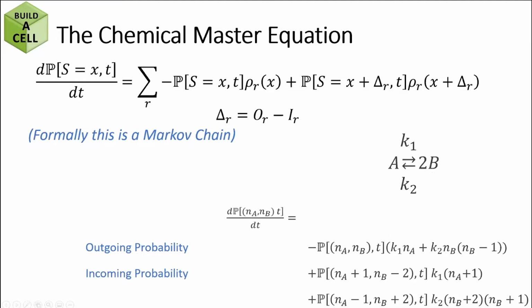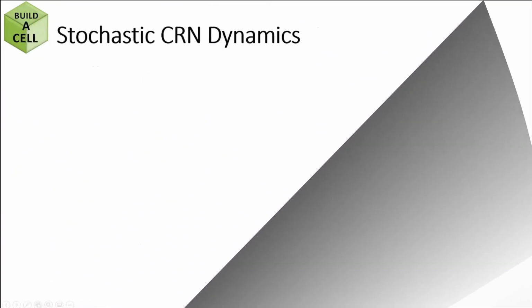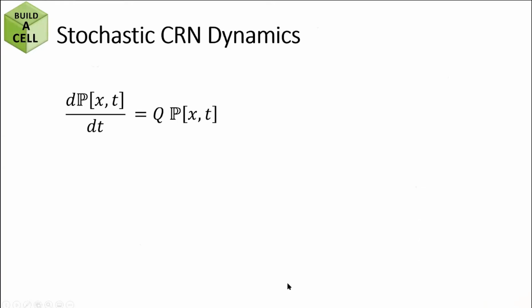So this gives me a big differential equation where my probability vector is changing with respect to time. And we can actually write that out very succinctly as a vector times a matrix. So the change in the probability vector is equal to some matrix Q times the probability vector. And this looks very, very nice.